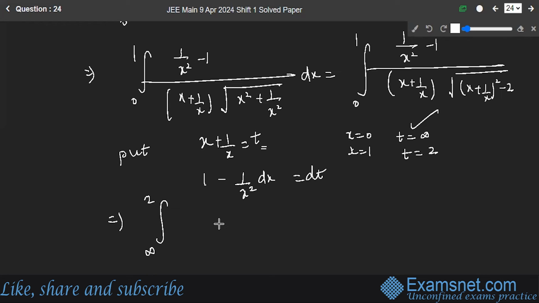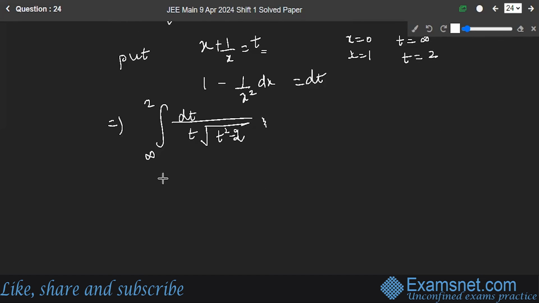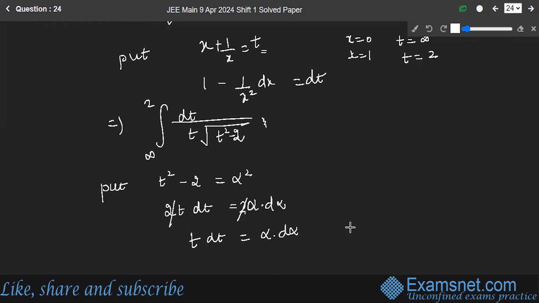So this limit will also change from 2 to infinity dt upon t into root of t square minus 2. Okay, let's again take root t square minus 2 is equal to alpha. So t square minus 2 is alpha square, so 2t dt is equal to 2 alpha into d alpha. So this 2 and 2 will cancel. You will have t dt is equal to alpha into d alpha.